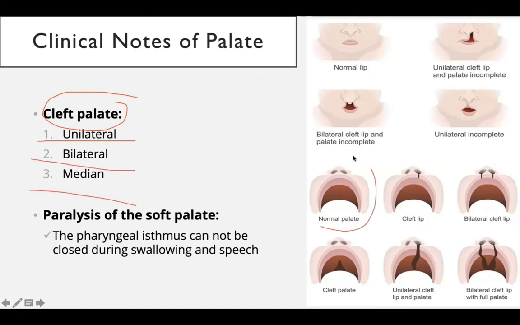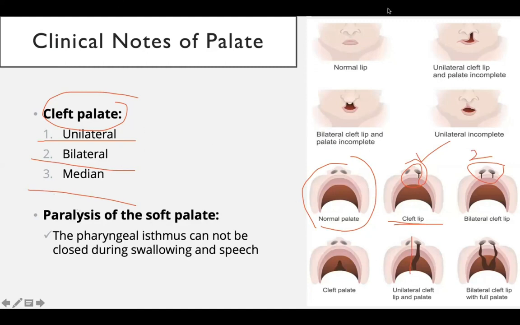If this is a normal palate, you're disturbing our view. Please, can you go here? Okay. So there is a normal palate, then there is a cleft palate. This is unilateral. This is bilateral, and if there is a median one, then there is a median cleft palate.